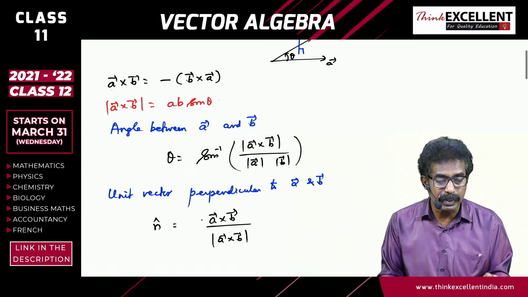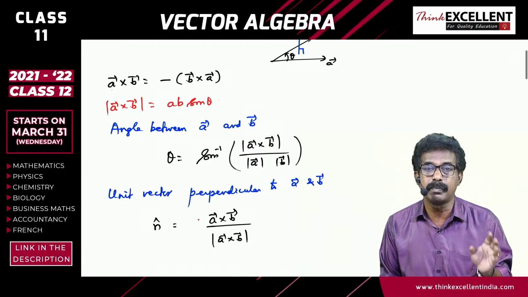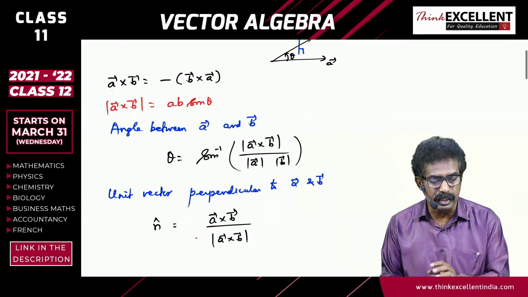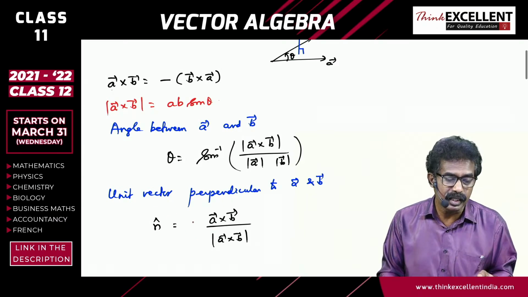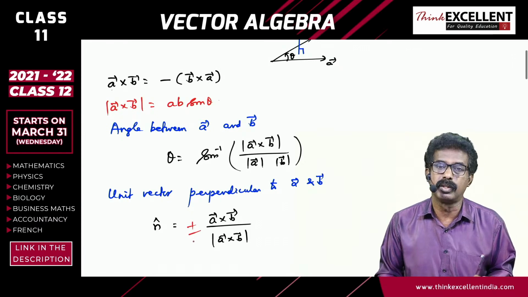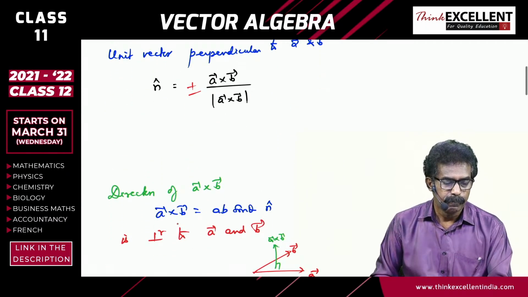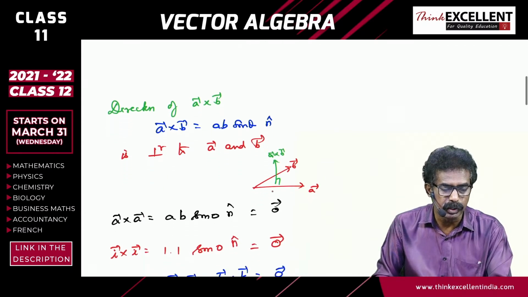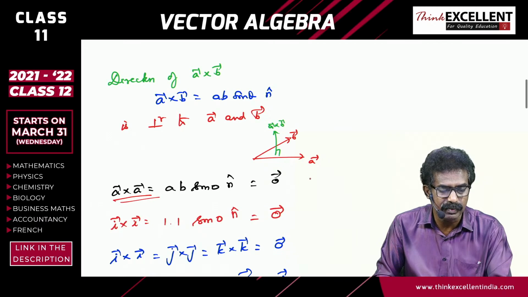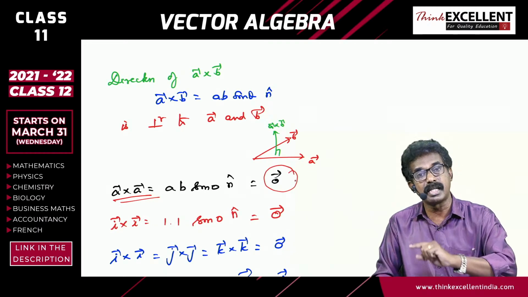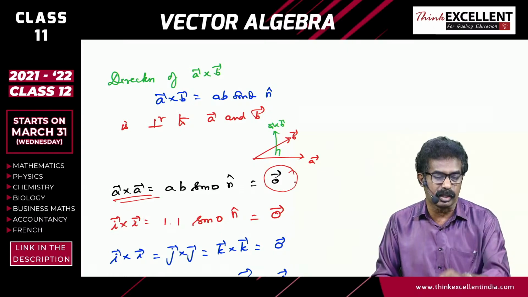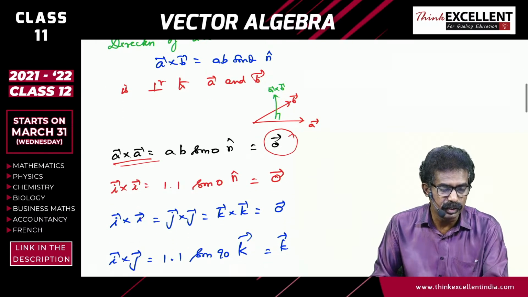Then the formula to find n cap, the unit vector: what is n cap? Unit vector perpendicular to A vector and B vector. A cross B by modulus A cross B. If they ask for unit vectors, use the same formula and put a plus or minus, okay? Then the direction of A cross B is the n cap direction, perpendicular to A vector and B vector. A cross A is the 0 vector. There, A dot A was A square. Here take A cross A as 0, a zero vector because it is a vector product, right? I cross I is 0, J cross J, everything is 0.